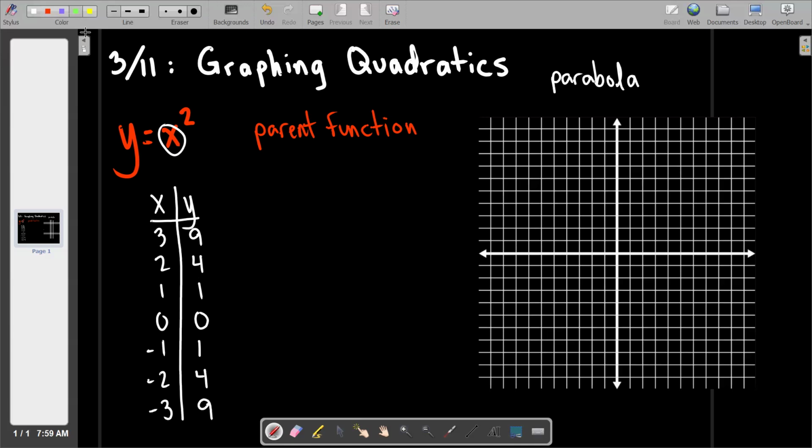So take, I don't know, 20 or 30 seconds here, and let's go graph the points. I'll do that up here. I assume you all know how to graph points. So there's our first couple. So that's 3, 9 and negative 3, 9.